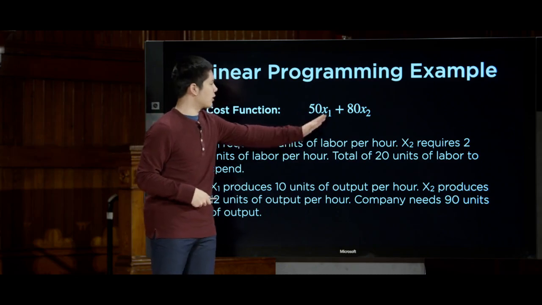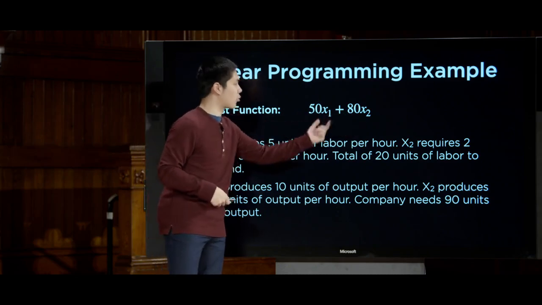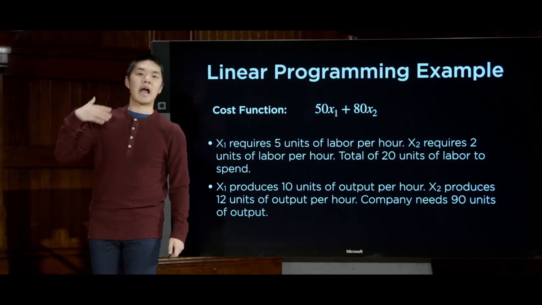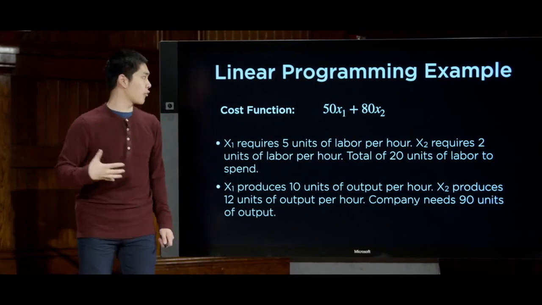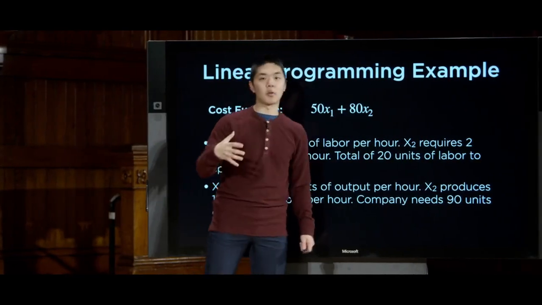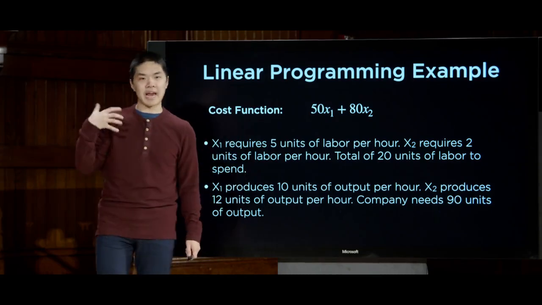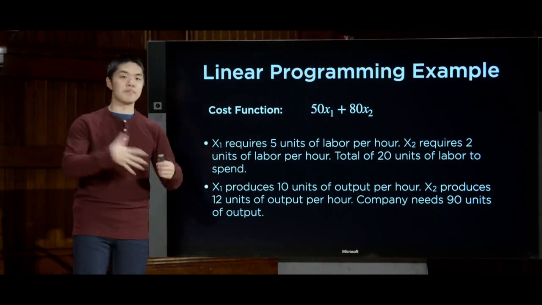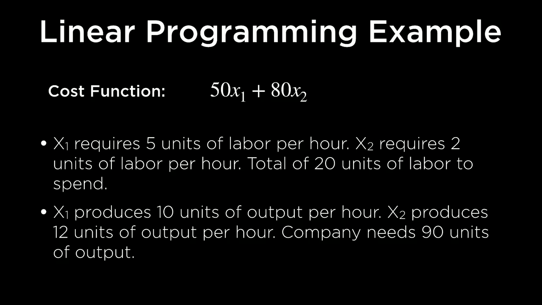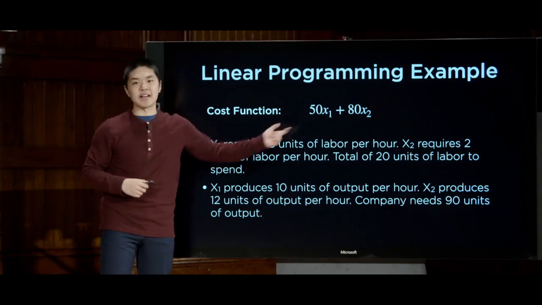50 times x1 plus 80 times x2, where x1 is going to be a variable representing how many hours we run machine x1 for. x2 is going to be a variable representing how many hours we are running machine x2 for. And what we're trying to minimize is this cost function, which is just how much it costs to run each of these machines per hour summed up. This is an example of a linear equation, just some combination of these variables plus coefficients that are placed in front of them. And I would like to minimize that total value.